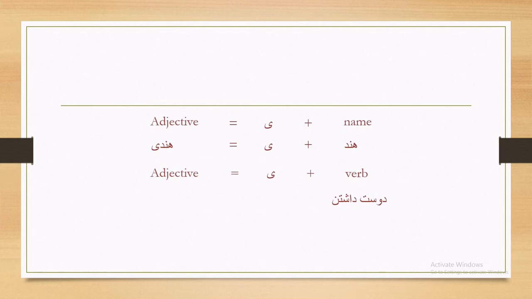When we add ye to دوست داشتن, we have دوست داشتنی. دوست داشتنی is an adjective that, when we place it near the noun, means that the noun is possible to love. We can love that noun. For example, lovely house: خونه دوست داشتنی.